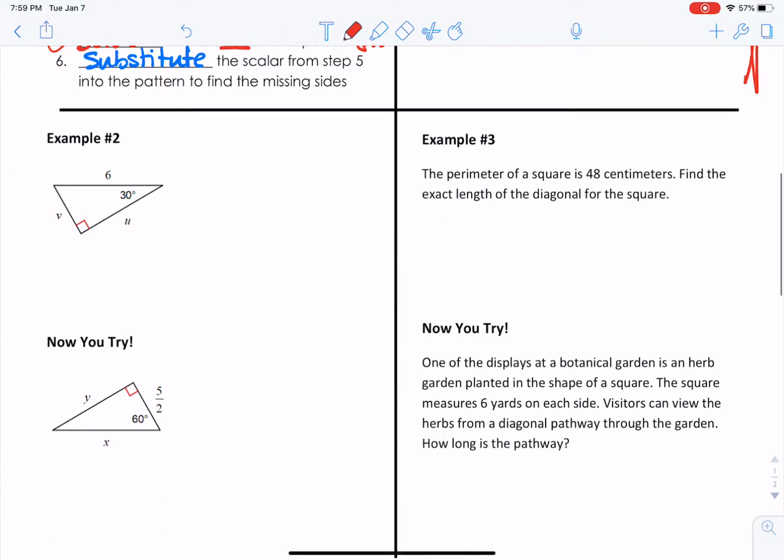All right, let's look at example 2. This is a 30-60 triangle. So here's my 30.